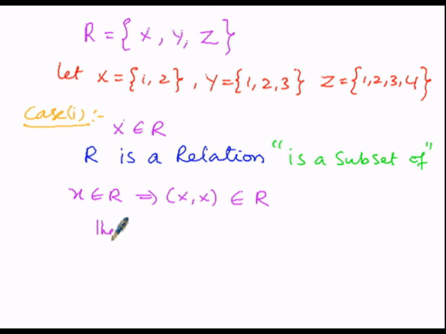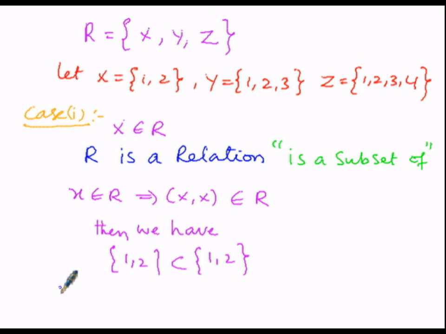The elements of x are 1, 2, and the condition is "is a subset of x", where again the elements of x are 1, 2. So from this it is clear that 1, 2 are the elements of x, and 1, 2 are also elements of x. So every set is a subset of itself. Therefore the relation "is a subset of" is a reflexive one.